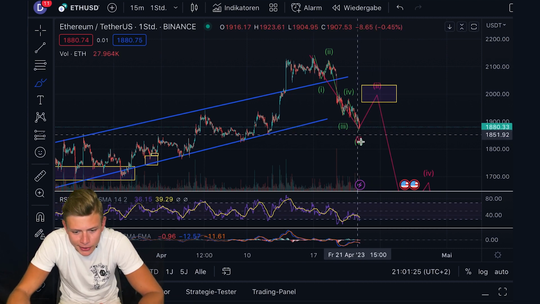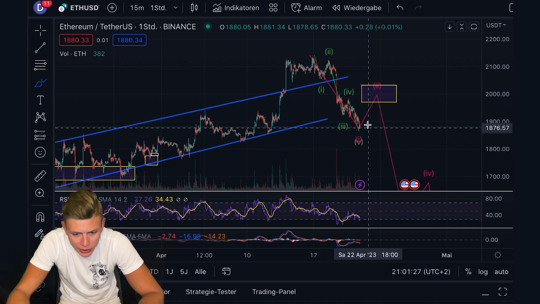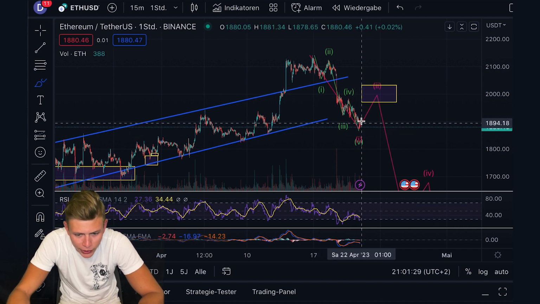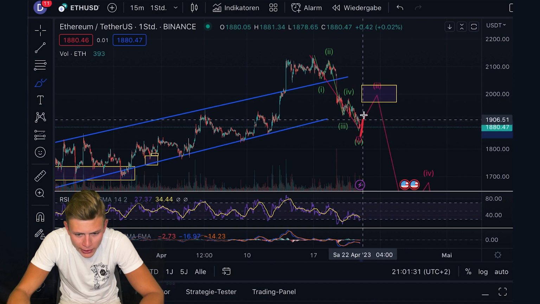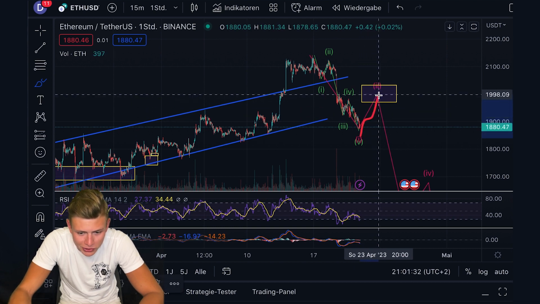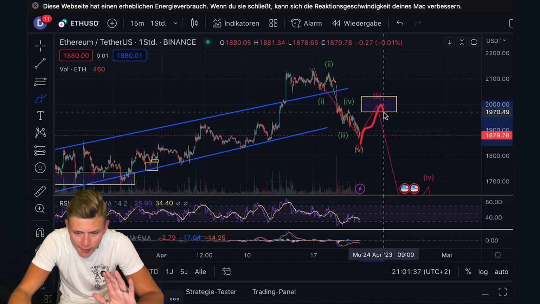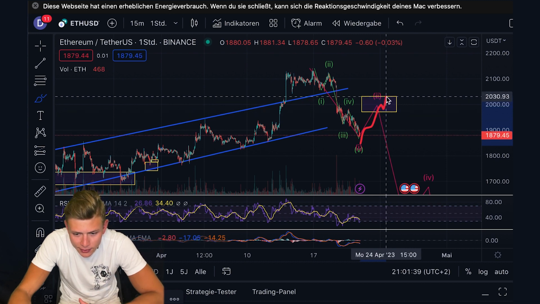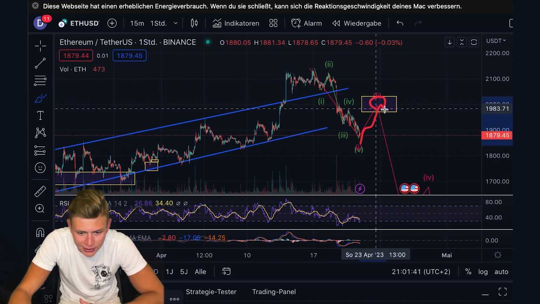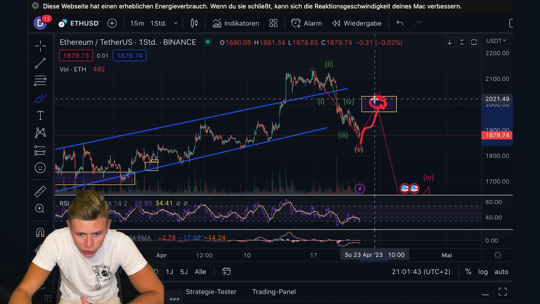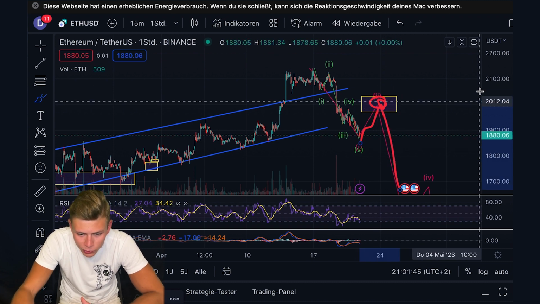That doesn't even matter. In my opinion, wherever we bounce from here, I think we have the chance to bounce up in a three-wave move to the $2,000 level, or in this trend reversal area between, let's say, 1970 and 2030. And that is the region where I will open up a short position for the next move towards the downside.